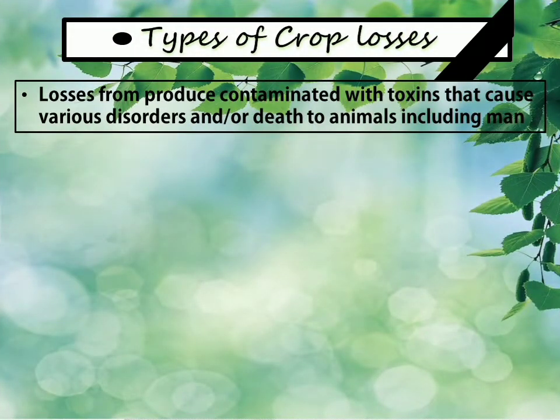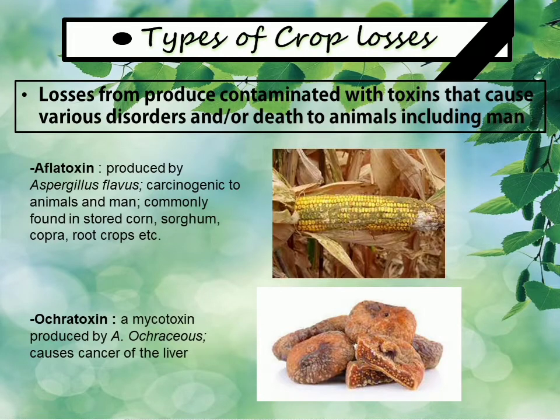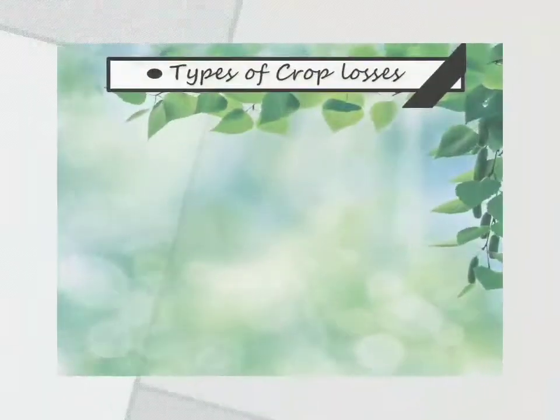Losses from produce contaminated with toxins that cause various disorders or death to animals, including man. Aflatoxin, produced by Aspergillus flavus, is carcinogenic to animals and man, commonly found in stored corn, sorghum, copra, or root crops, etc. Ochratoxin, a mycotoxin produced by Aspergillus ochraceus, causes cancer of the liver.